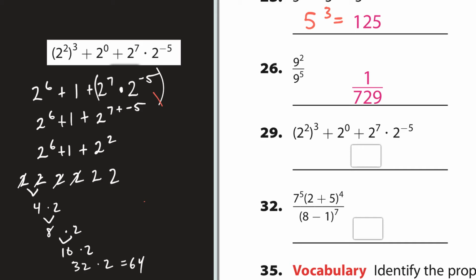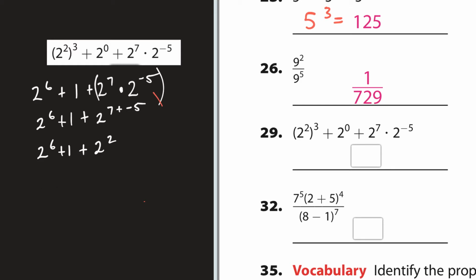I got to erase all this stuff again. 2 to the 6th is 64. And that's 64 plus 1 plus 2 to the second is 4. So this is 64 plus 5 is, that should be 69. And let's see what we got here. Yeah, got it.